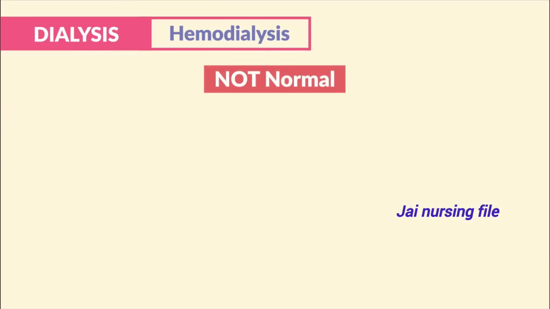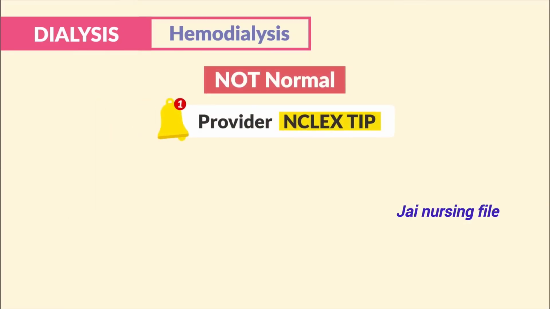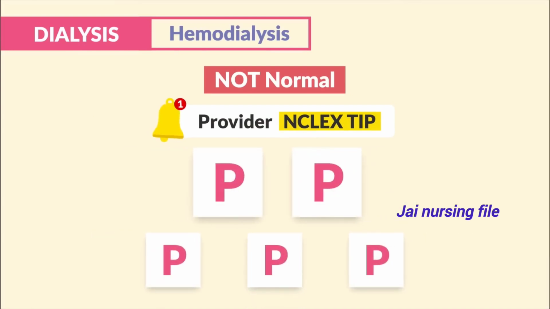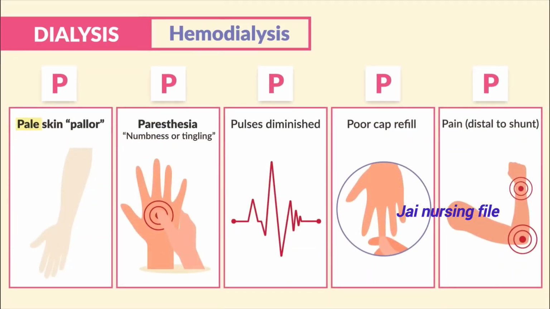adjusts. Now, what's not normal, we must report this to the HCP. Huge NCLEX tip. Remember the 5 Ps of perfusion. But really, the earliest signs to know are the top 2 here. So P for pale skin, that pallor, and P for paresthesias, that numbness or tingling. Now these 2 are the top to know since they're the earliest signs and the most tested.